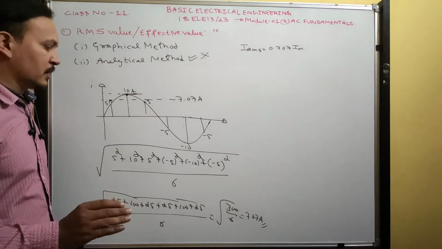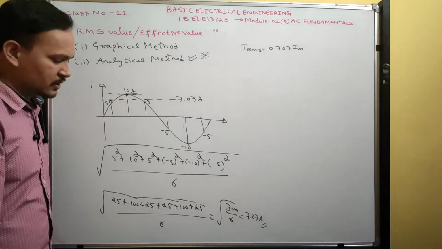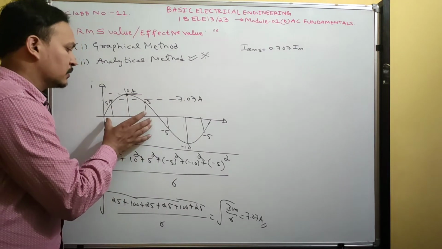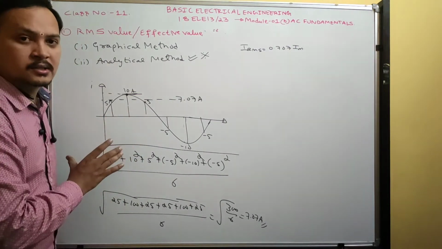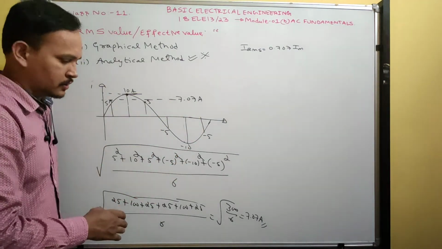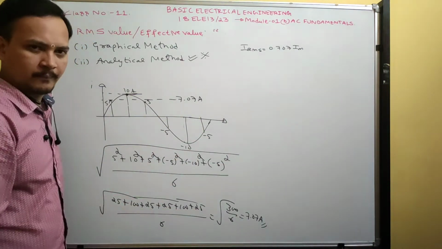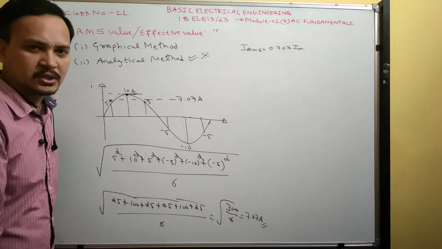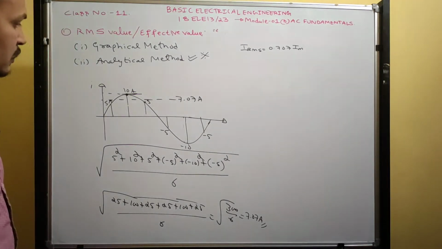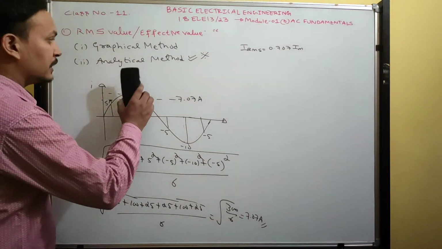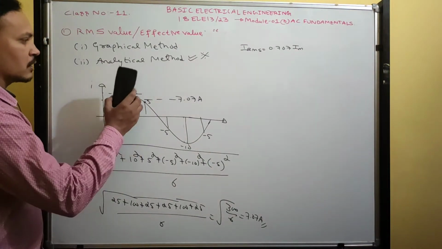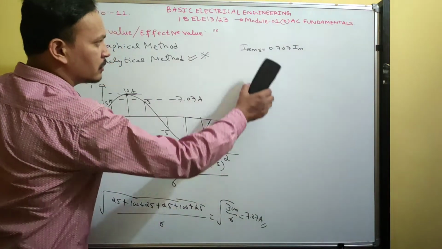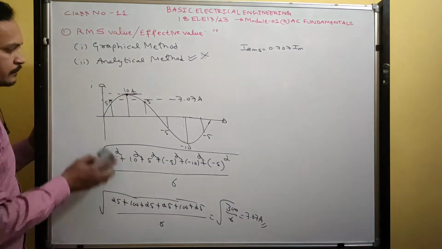Guys, one more important thing is why we are not using the graphical method. Suppose the number of instants is increasing, let's say in one half cycle 100 instants are there, and another 100 instants. You cannot write such a big equation. It is time consuming. You can get the solution, but it is time consuming. If I do the analytical or integral method, you will get the exact value. Let's see if we get the same value in the analytical method or not.